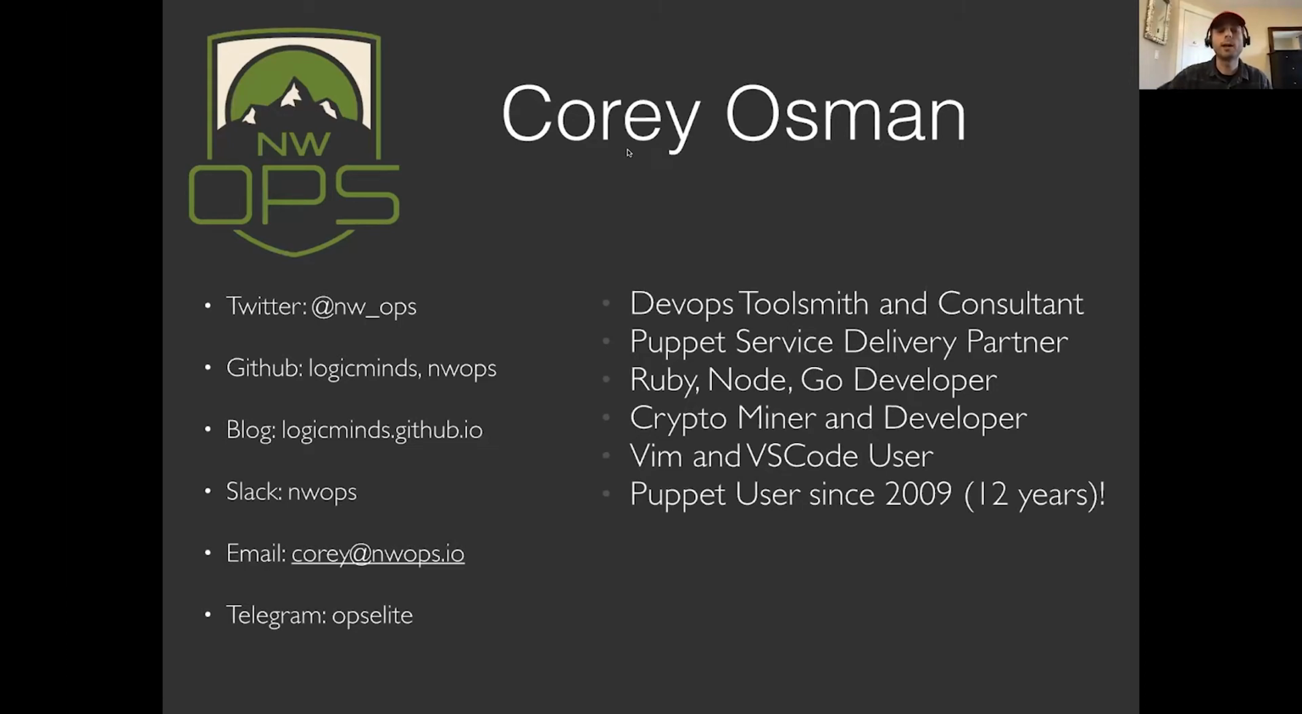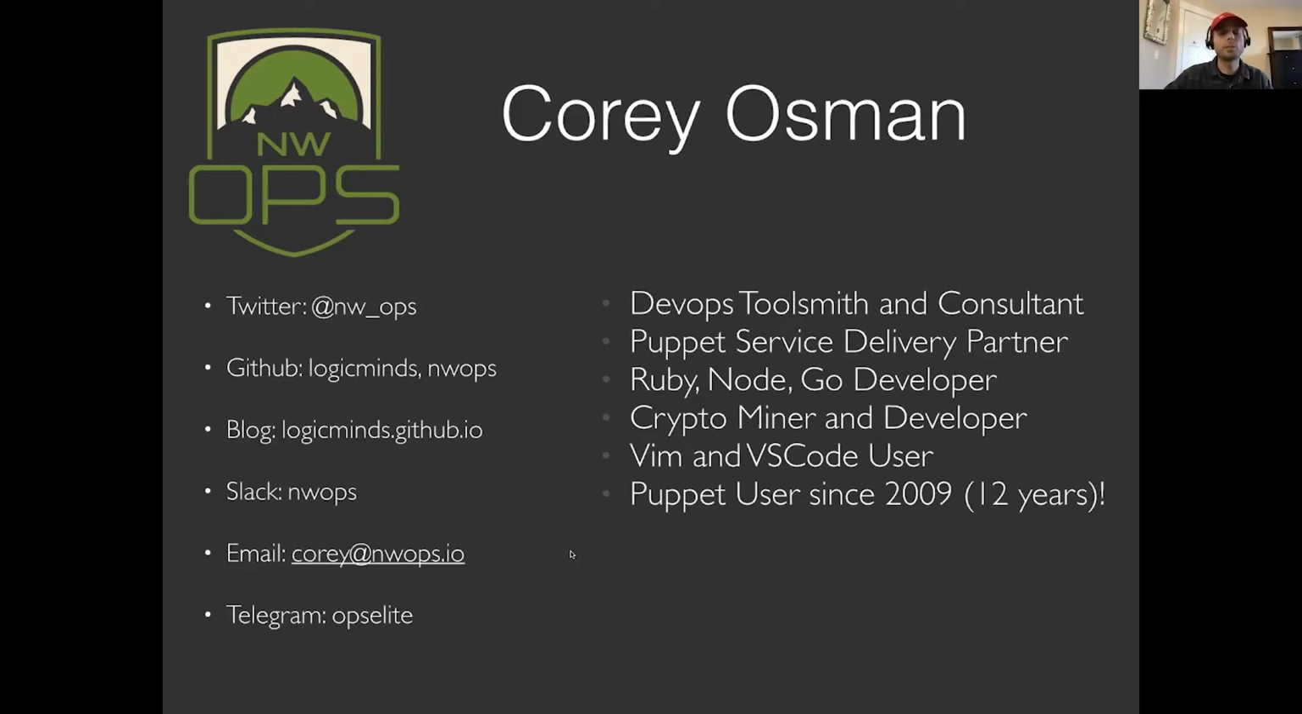So first off, who am I? My name's Corey Osman. I've been around the Puppet community for 12 years, which is a long time. I've got a hat on to show how young I am. I do a lot of development work outside of just Puppet. I am a service delivery partner with Puppet as well. And I love making tools either for Puppet or just for various other things. And I'm also very heavy into crypto mining and a developer. And I love bringing my Puppet skills into crypto mining as well. It's also just very fun.